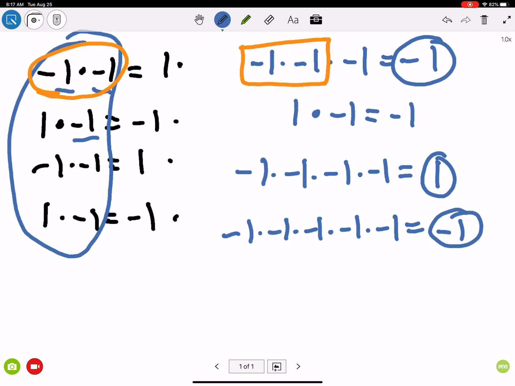So what do you notice? Forget about the ones. What about the number of negatives? How many negatives were here? 3. How many were here? 4. How many were here? 5 negatives. Again, we're ignoring the ones. Well, 3 negatives gave me -1. 4 negatives gave me a positive. 5 negatives gave me a negative. 6 negatives are going to give me what? A positive. Notice it keeps switching. How many negatives do I need to get a negative outcome?